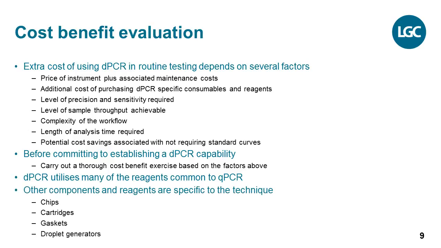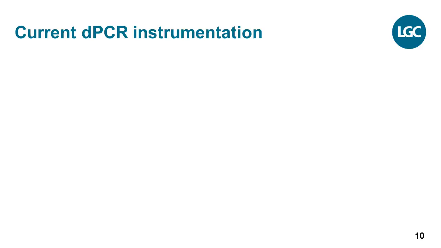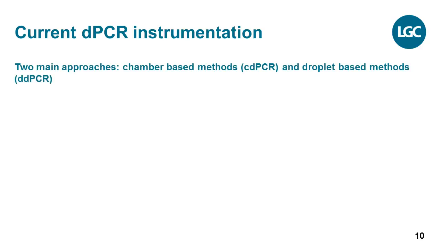These items may include specialized chips, for example, Fluidigm integrated fluidic circuits, cartridge gaskets, for example, Biorad QX200 cartridge gaskets, and platform-specific instrumentation, for example, Biorad droplet generator. There are two main approaches for performing digital PCR: chamber-based methods, abbreviated as CD-PCR, and droplet-based methods, abbreviated as DD-PCR.